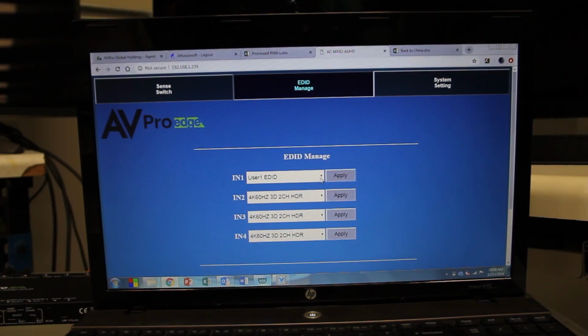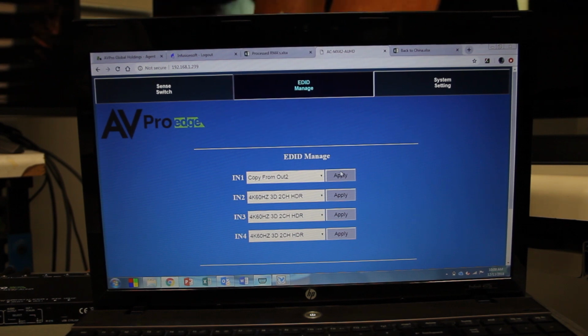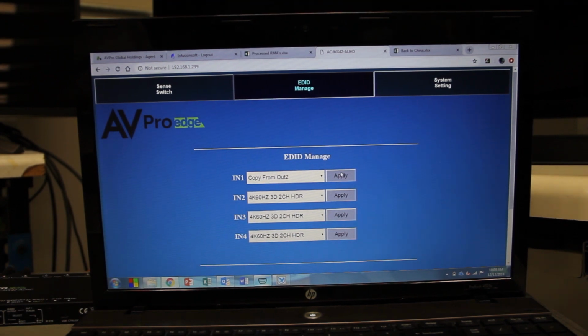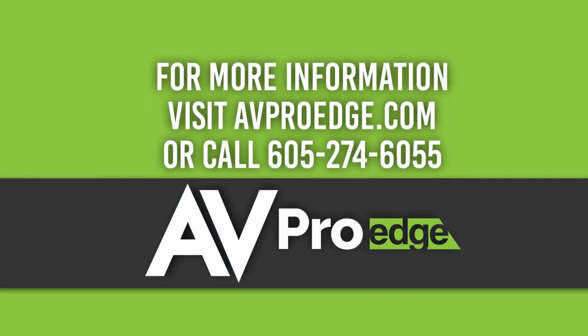What did we learn? If you are sending Dolby Vision content through your multi-zone distributed system, make sure you set your EDID correctly to ensure a smooth distribution.